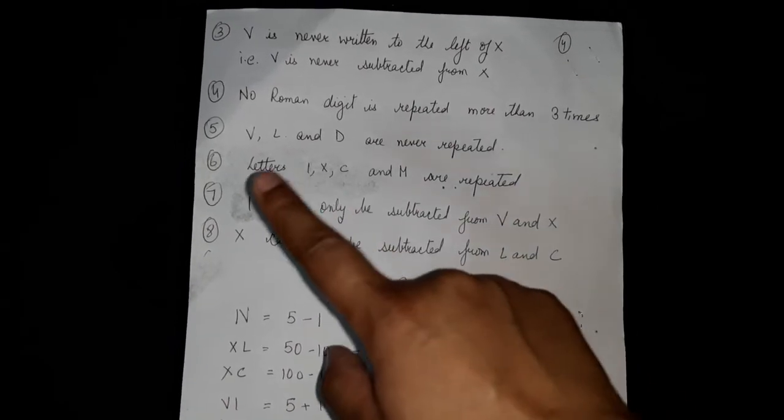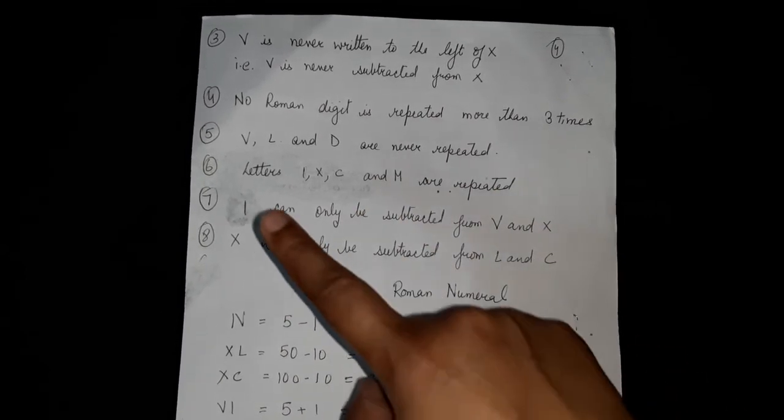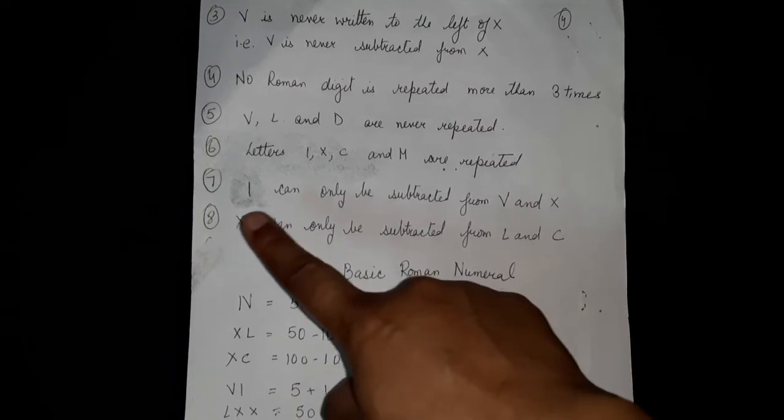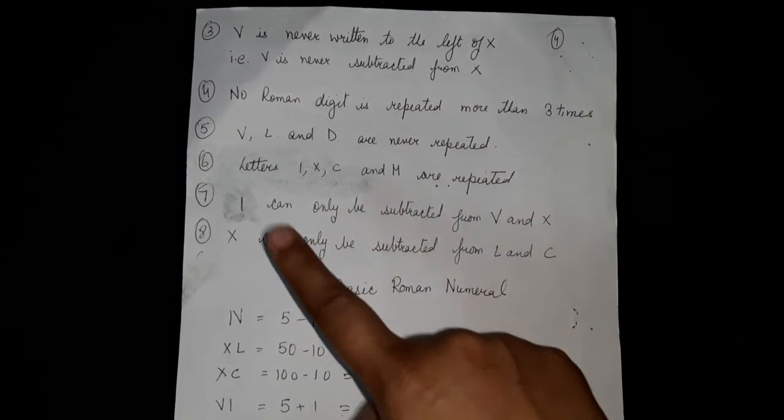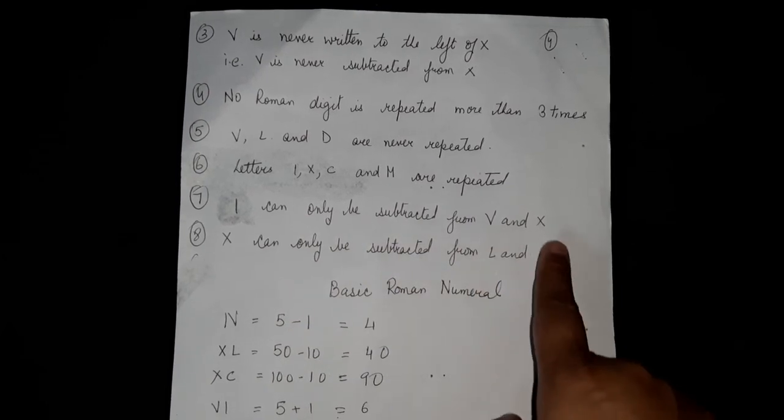I can only be subtracted from V and X. We cannot subtract I from C. You cannot write 99 like IC. No, that is incorrect. X can only be subtracted from L and C. We can only subtract X from L and C, not from D.